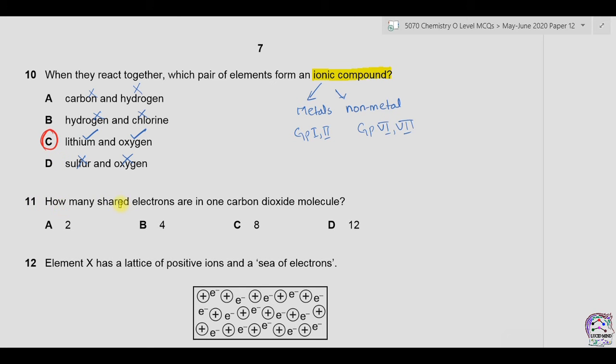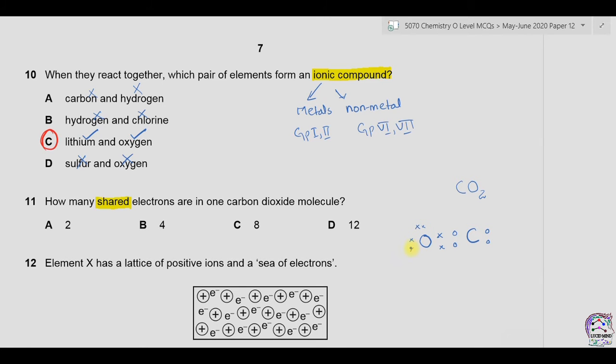Question 11. How many shared electrons are in one carbon dioxide molecule? So we have to find the number of shared electrons. Let's draw the structure of carbon dioxide. We have 1 carbon and 2 oxygen atoms. Carbon is in 4th group of the periodic table, so it has 4 electrons in the outermost shell, while oxygen is in group 6 of the periodic table, so it has 6 electrons.